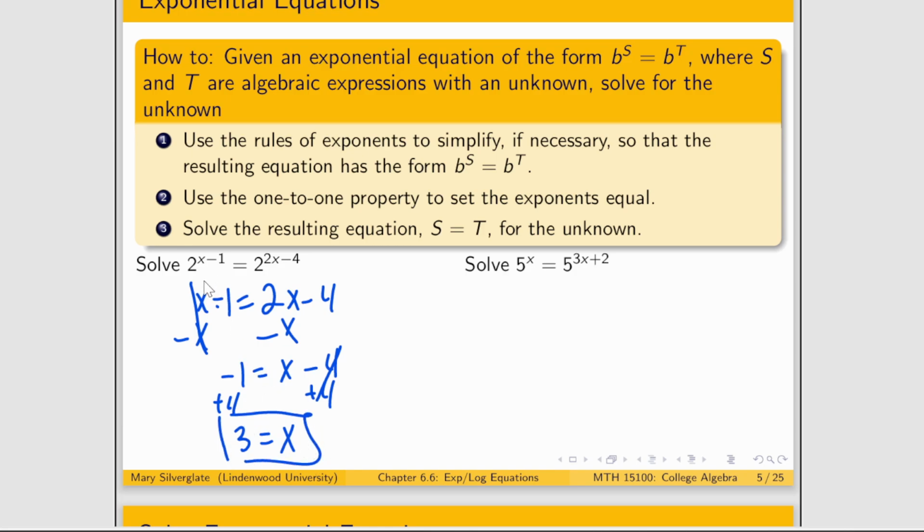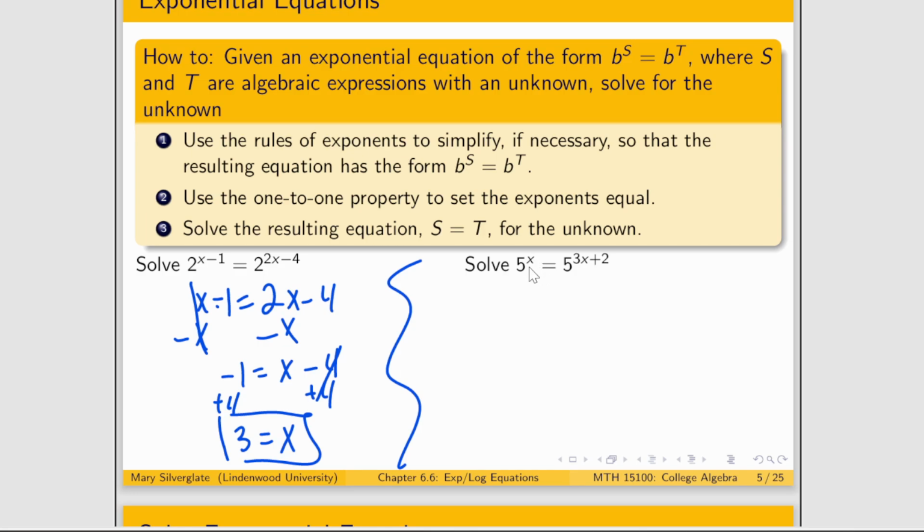It might be worth double checking by plugging in. 3 minus 1 gets us 2. 2 times 3 minus 4 also gets us 2. And you're good. And you don't have to worry about domain either, because for exponents, I'm allowed to plug anything into an exponent. Go ahead and try this next one yourself and then compare with what we get.